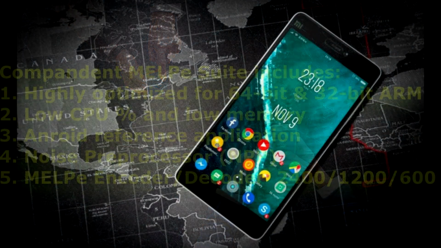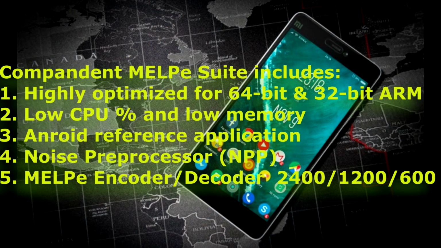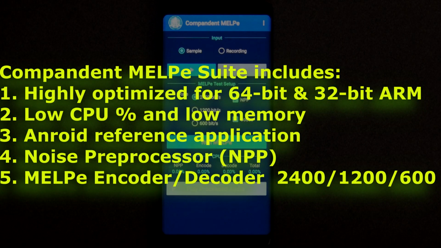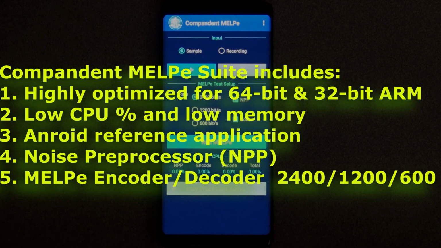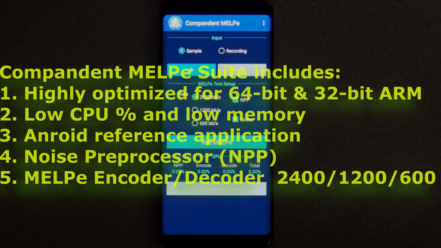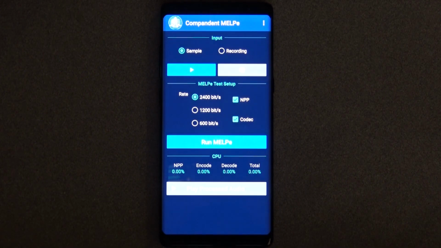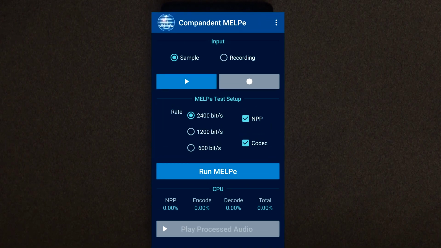Compandent developed a highly optimized MELPe STANAG-4591 codec implementation for mobile devices, which requires extremely low computational load and memory consumption. Compandent also provides a sample implementation which demonstrates the MELPe codec and has proved useful for customers interested in developing mobile applications.